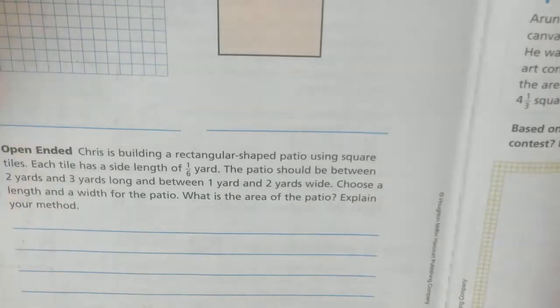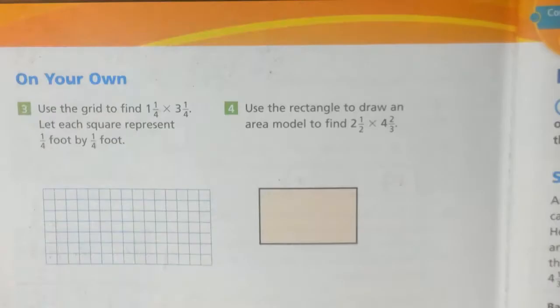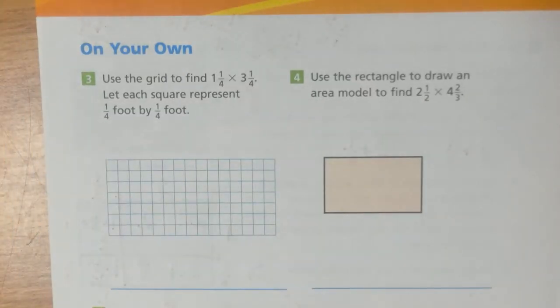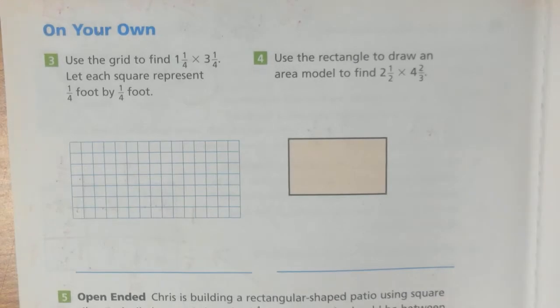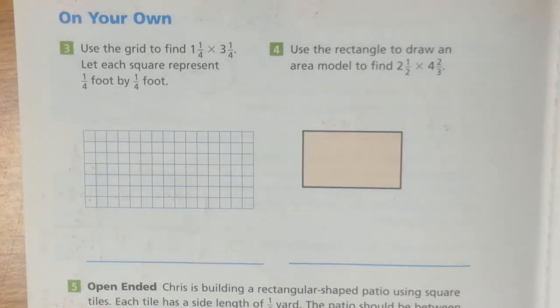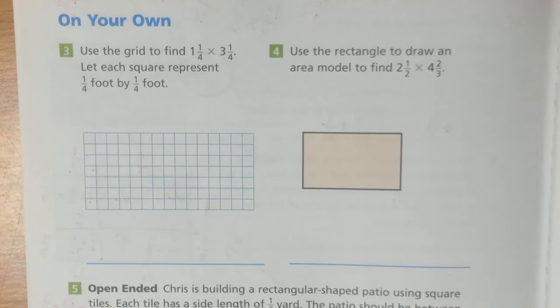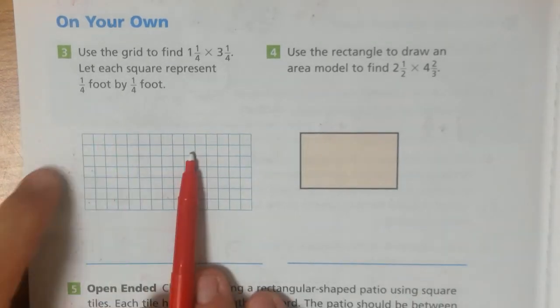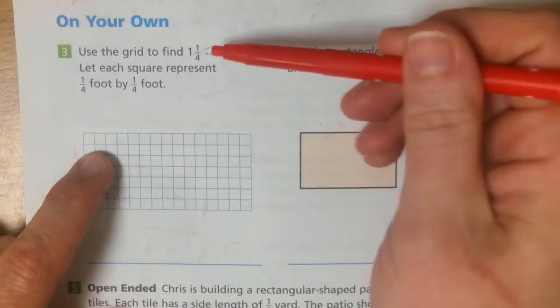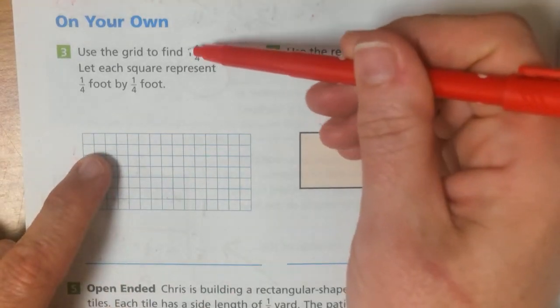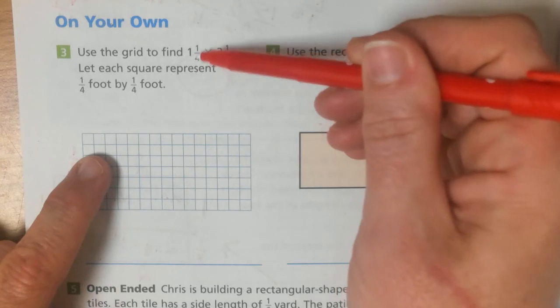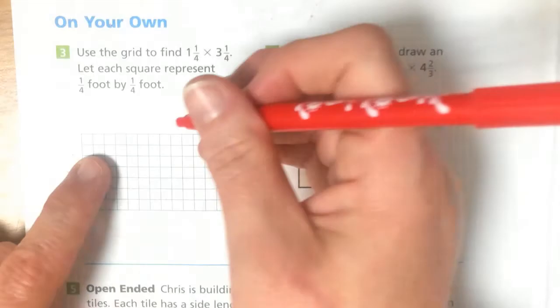Alrighty, last page. Remember, this is the on your own section, so if you want to do it independently, pause the video and come back and check, or stay right with me. So we're going to use the grid to find 1 1/4 times 3 1/4. Each square is 1/4 by 1/4. So this would be 4/4 plus 1/4 is 5/4.